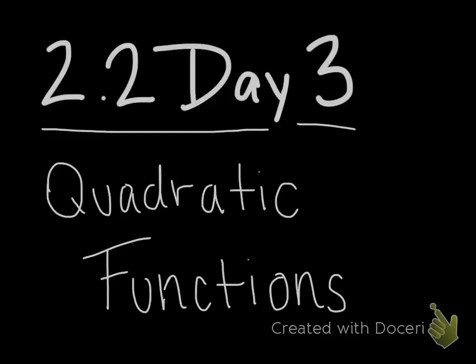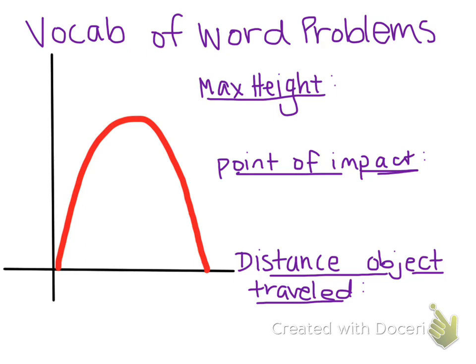Today we're doing section 2.2, day 3, still just discussing quadratic functions, but now we're going to apply this to word problems. So here's going to be your general picture of a parabola. We're going to assume when we're doing a word problem that the parabolas are going to be opening down like this because there will be some kind of trajectory and it's traveling.